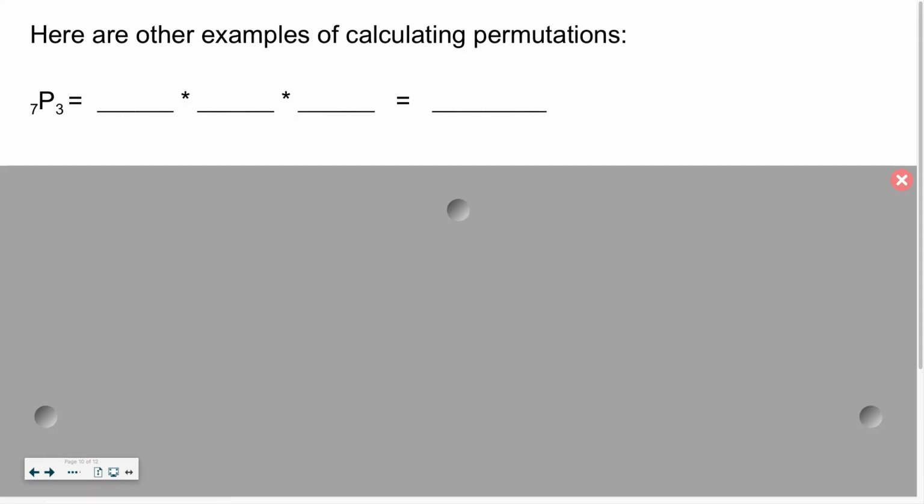Okay, I'm going to skip over the extra examples. If you want to fill in the blanks, you can, where you're just doing, what is that, 7 pick 3, so you could do 7 times 6 times 5, and then type it into your calculator.